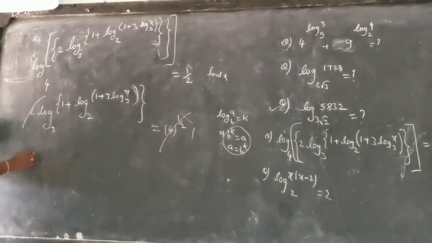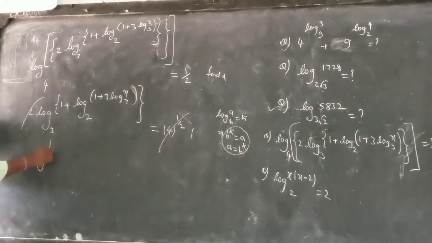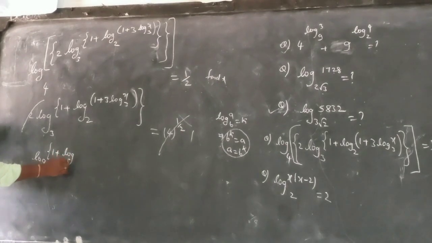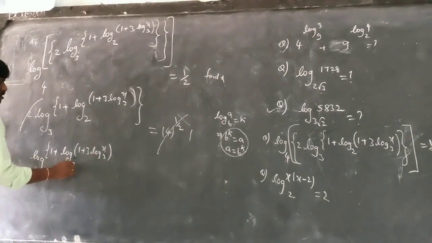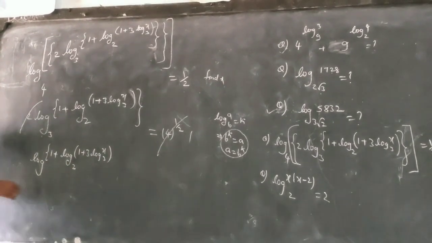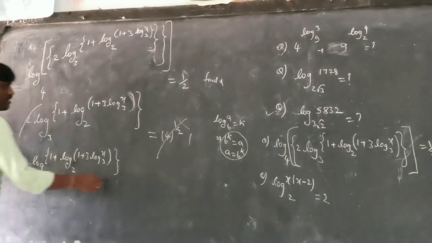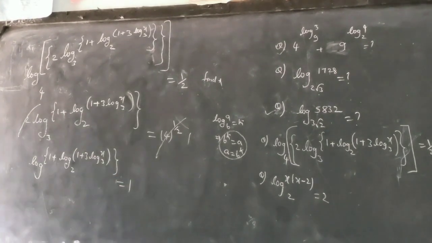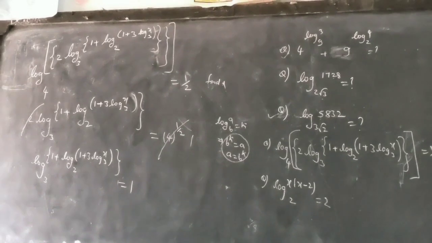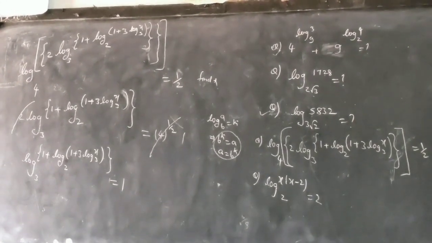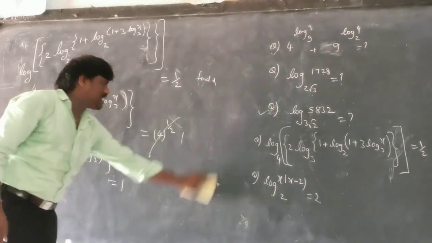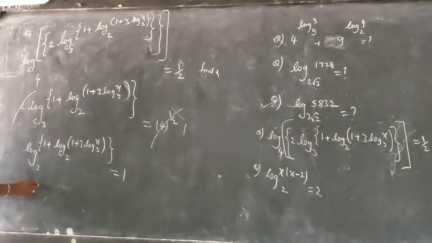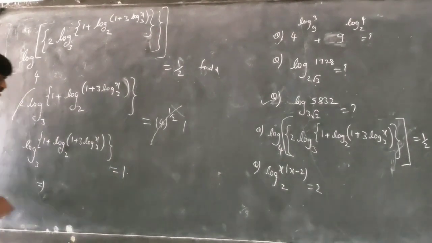Now what I am getting here, I got log of 1 plus 3 log x with the base 3, oh sorry, with base 2. The whole thing now is converted into a single one with the base 3. Now just again apply the logarithm property, that is the exponential formula. If I apply again the exponential formula to this, what will I get here? 3 power 1, that is 3.